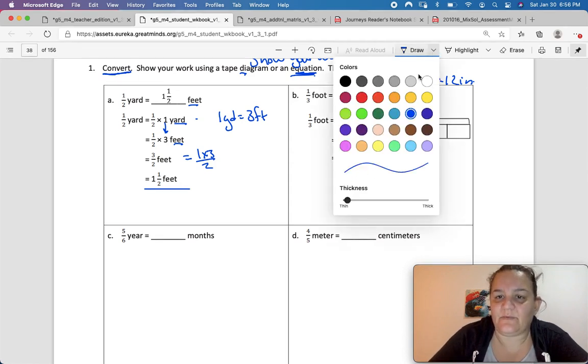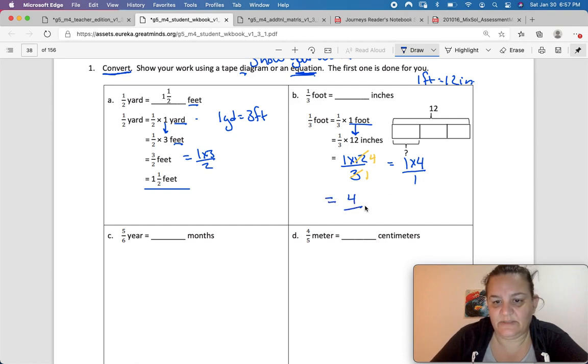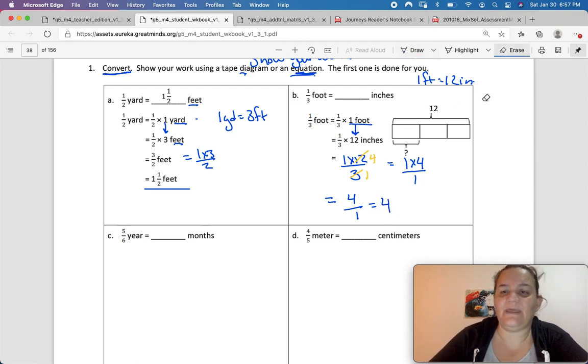And remember, we can use factors. 3 and 12 are both divisible by 3, so let's do that. Okay, 12 divided by 3 equals 4, and 3 divided by 3 equals 1. So our new answer would be 1 times 4/1, which would be 4/1, which equals 4. Okay. So we can get there mathematically with an equation, or we can draw a tape diagram.